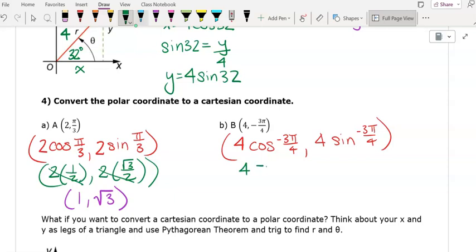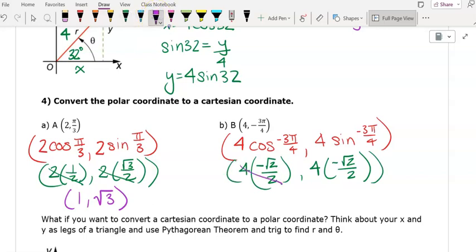So that's going to get me a negative square root 2 over 2. And then the same thing here for the sine, because both my cosine and sine are negative square root 2 over 2 in that quadrant. And then when I distribute that, the 4 and the 2 end up reducing and just giving me 2.